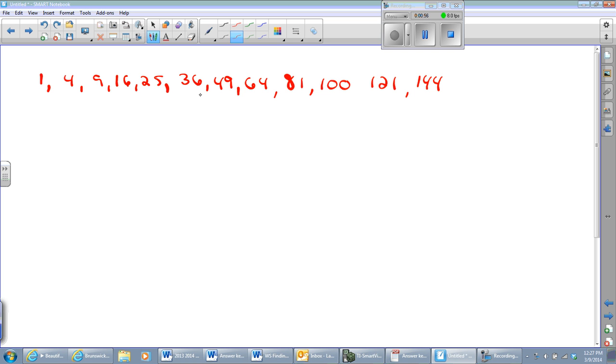Anyway, you should be able to do these through 144, through 12 squared, no problem. Now, all you have to learn is from 13 to 20. Well, Jiminy Christmas, 20 squared is 400. How hard is that? Okay, so it's going to end in 400. So now you only have to learn 13 to 19.